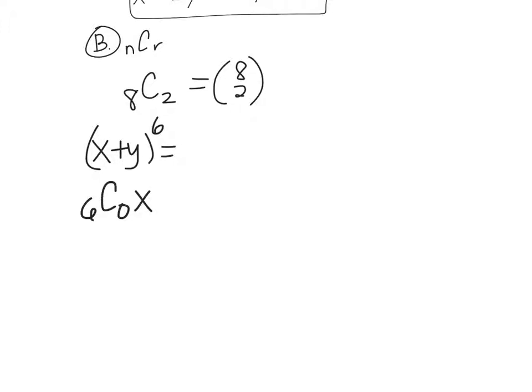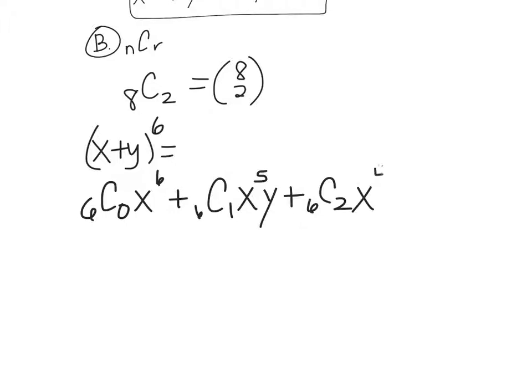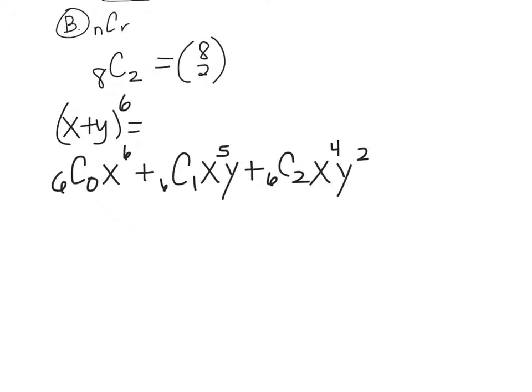6c0 x to the 6th plus 6c1 x to the 5th y plus 6c2, do you see the pattern? x to the 4th, y squared. Remember, the x's are going down, the y's are going up. It's 0, 1, 2. What's the next one going to be? 6c3 x cubed y cubed.